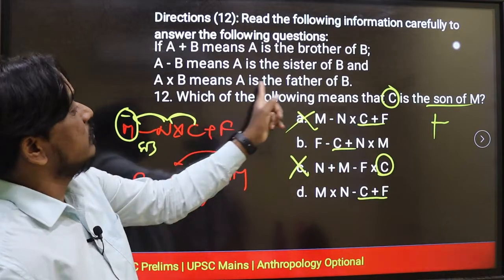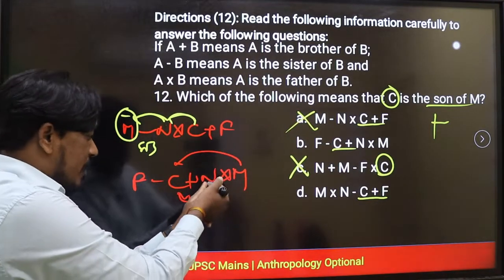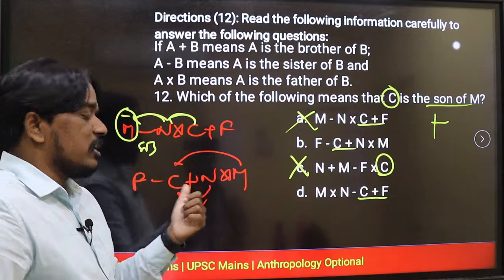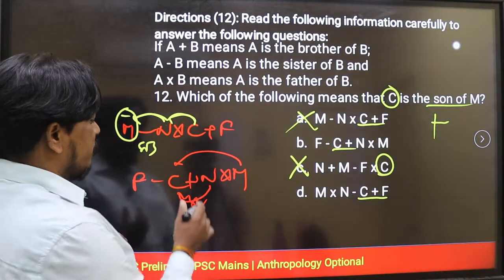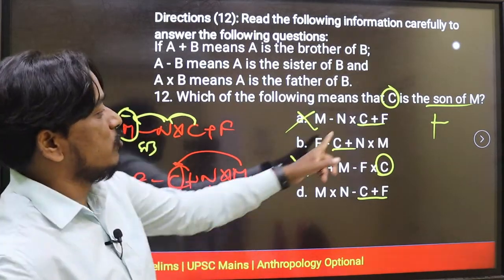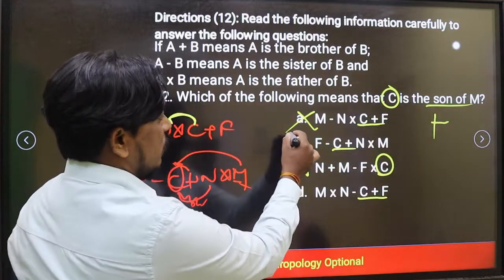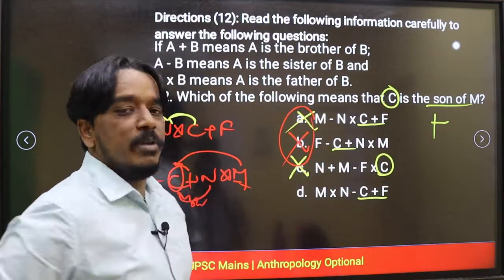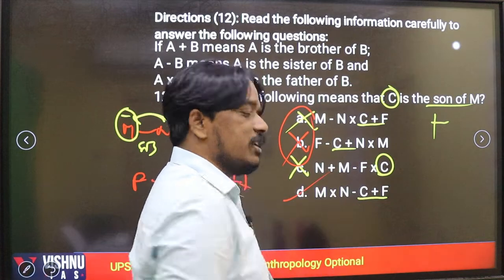Next, into means what? Father. My father's brother is my uncle. If C is the uncle of M, but what are they asking? Son. This is also wrong. If all these three are eliminated, you can find the direct answer is D.